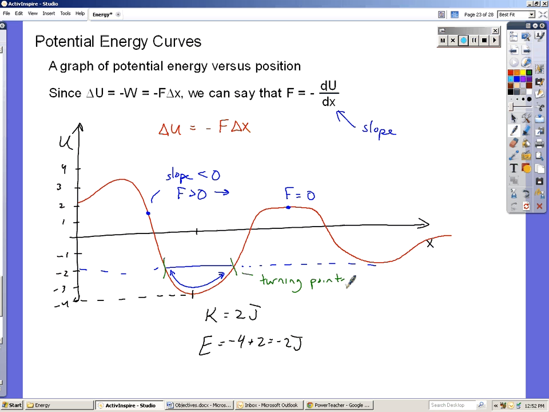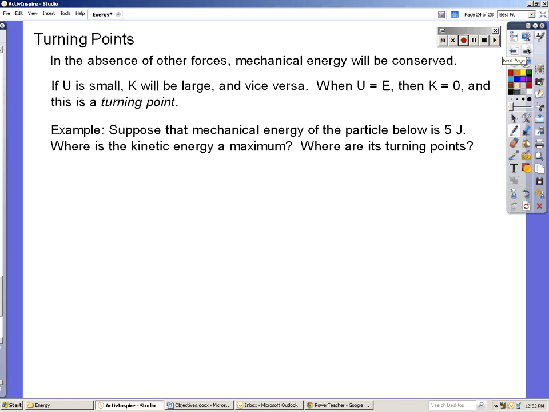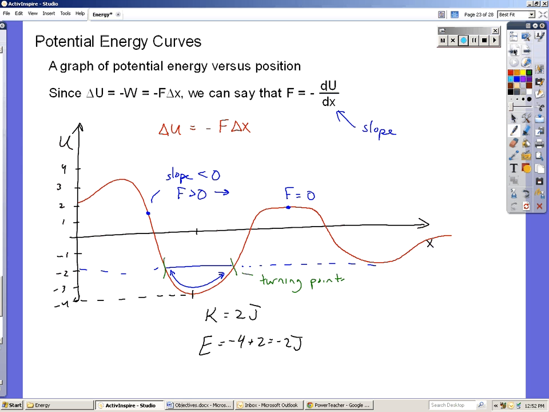Which is the subject of the next slide. Oh, there we go. Well, we kind of already did that. You should know what a turning point is, given a value of kinetic energy at a particular point, be able to calculate the total energy. That's what this number is. And then the turning points are places where the potential energy is equal to the total energy. In other words, kinetic energy is equal to 0.